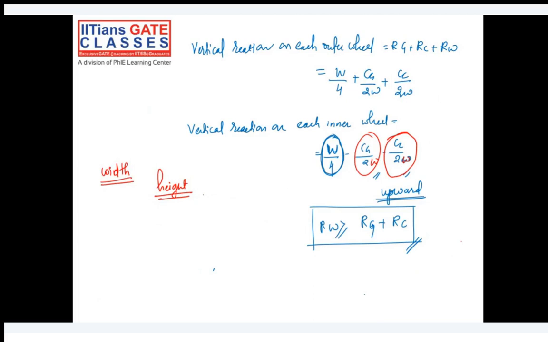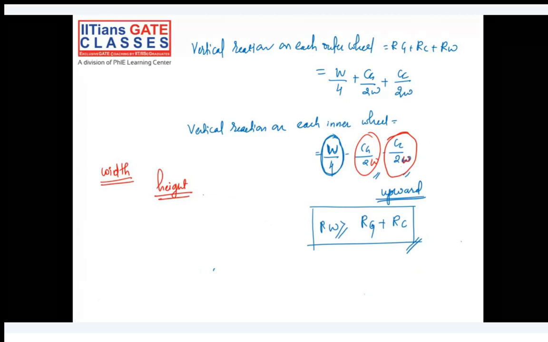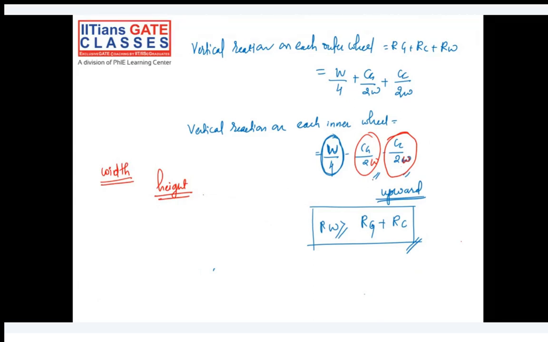Okay, so you just calculate the RG and RC. Just check the effect of width and the effect of height on, let's say, RC or RG. That's all. That will help you understand how the variation of these parameters affects the stability of the vehicle.